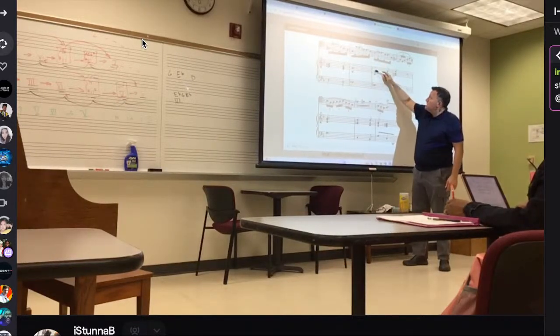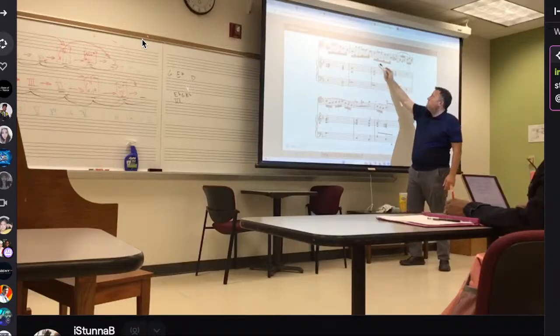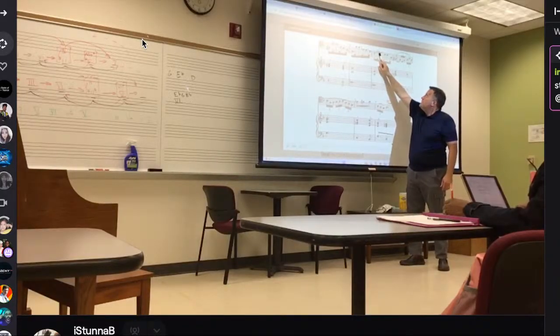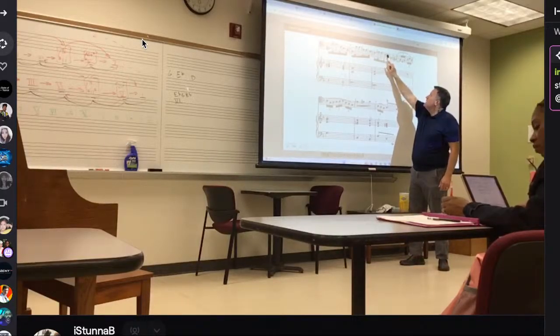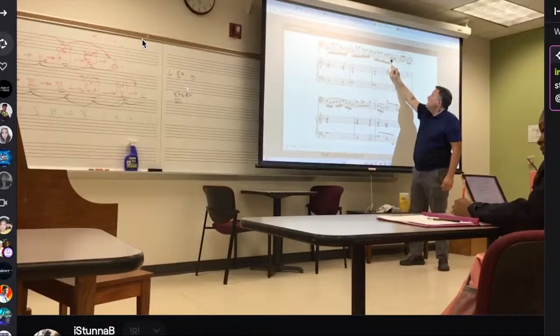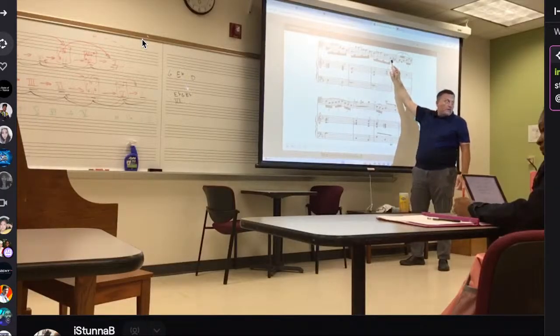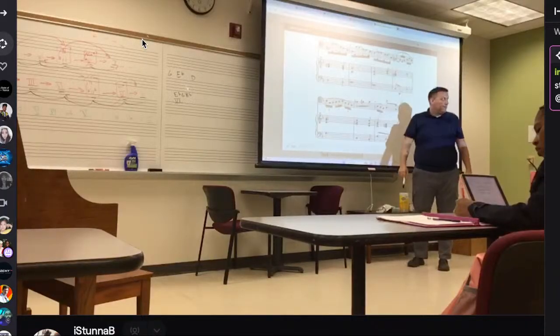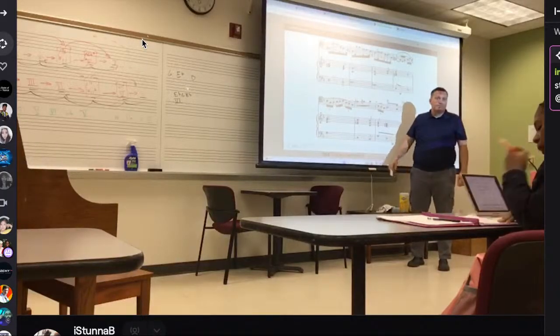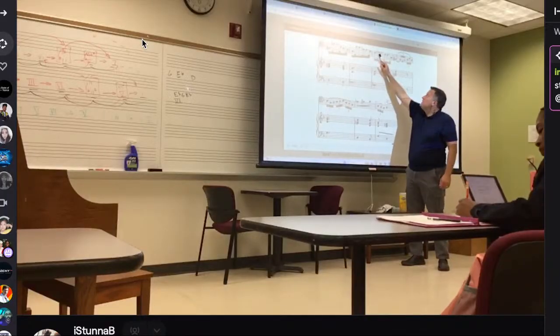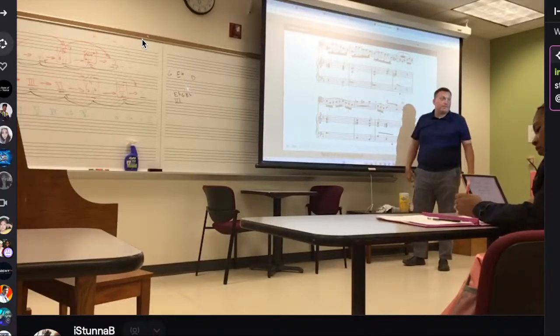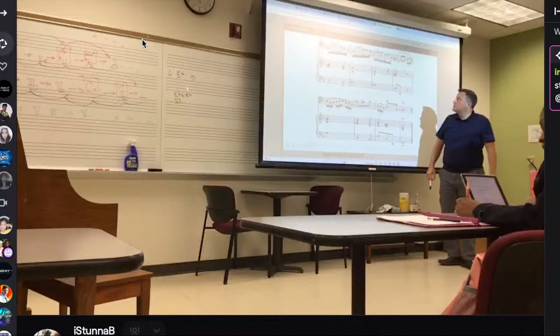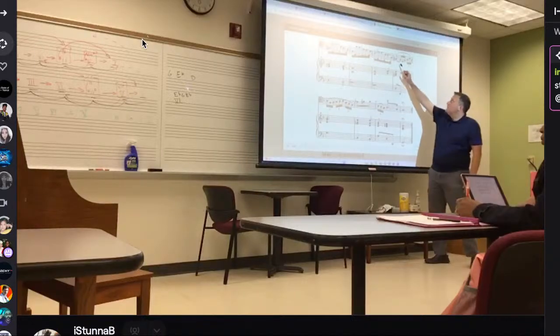So here we have a C, E flat, G chord for the whole measure. C, E flat, C, C. And what's this note? The last note? G. Any non-chord tones? C, E flat, C, C, G. All chord tones, right? Nothing to label there.